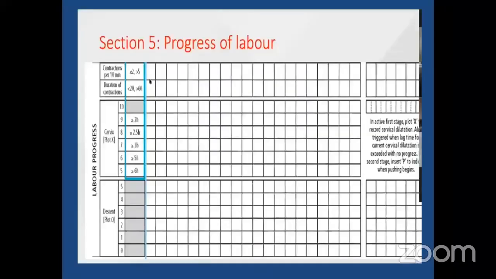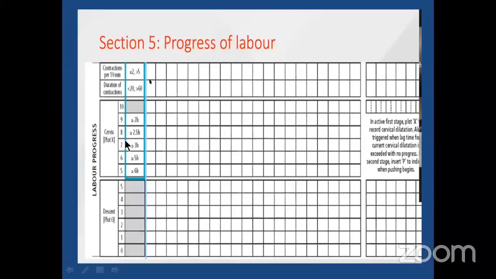Then comes the labor progress section. This is the most important here, and I would like you to follow. So see, it starts with 5 centimeters, right? So 5 centimeters, after that only you start plotting it. And please note here, from 5 to 6 centimeters, it gives you 6 hours. If it becomes more than 6 hours, then you talk about arrest. Don't talk about arrest before that.